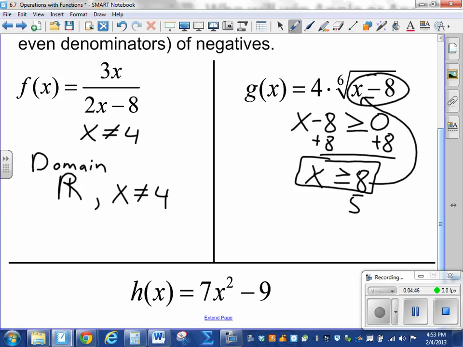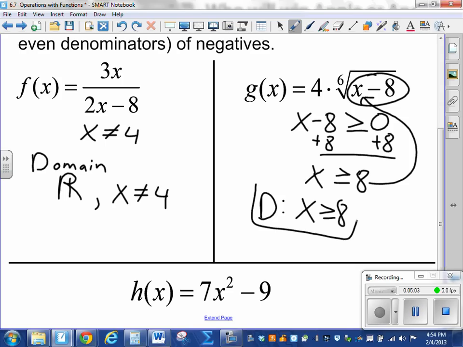So x is greater than or equal to 8, that is your domain. So you'd write domain, I'm okay if you write D. Domain is not all real numbers. It's only the numbers that are bigger than or equal to 8. All right. So that is how you find domain.